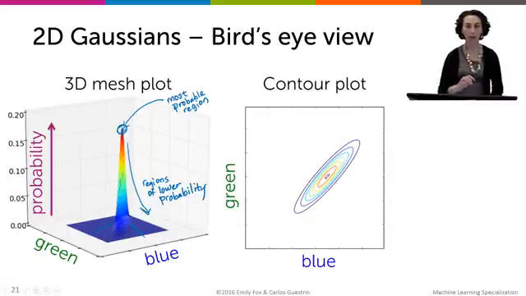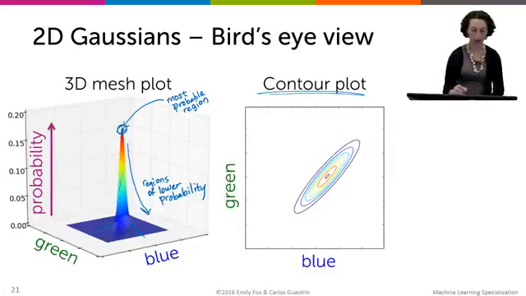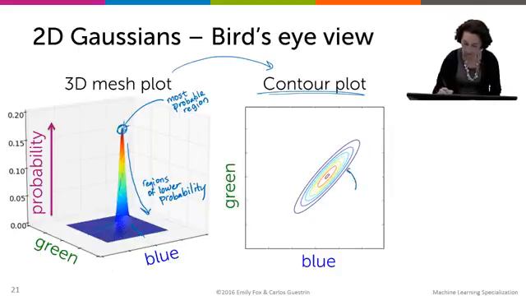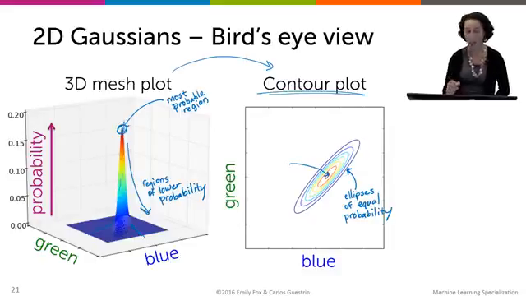Another way to view a Gaussian distribution in two dimensions, and the one that's more commonly used because of being able to see it on 2D plots, is what's called a contour plot. A contour plot is just a bird's eye view of this three-dimensional mesh plot. So you take this three-dimensional mesh, you look down at it from the very top, and you plot these curves, these ellipses of equal probability, where the coloring represents the intensity, so how high it was in probability.